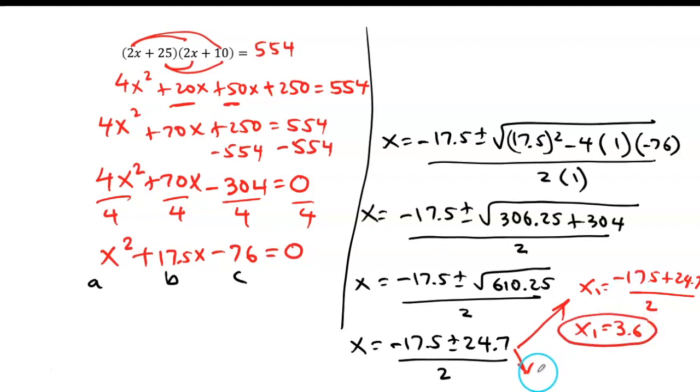My second answer will be using the negative, negative 17.5 minus 24.7 divided by 2. But if you notice, this is going to be a negative number on the top, divided by 2 is going to be a negative number. So no negatives, because remember, this is the length or the width of my walkway. So my answer is 3.6.